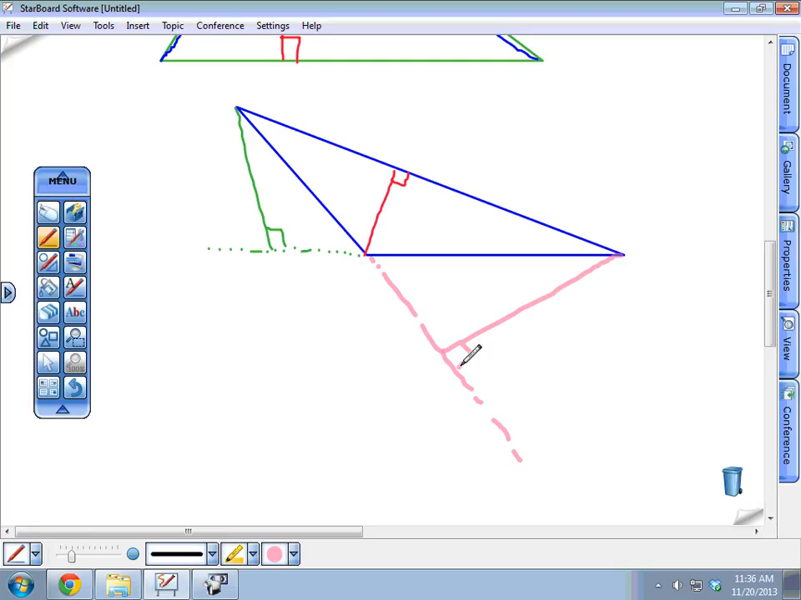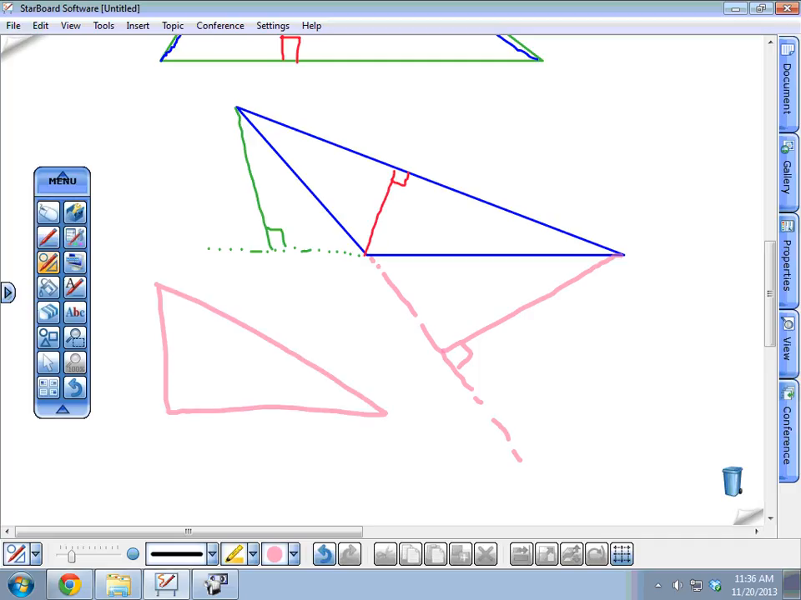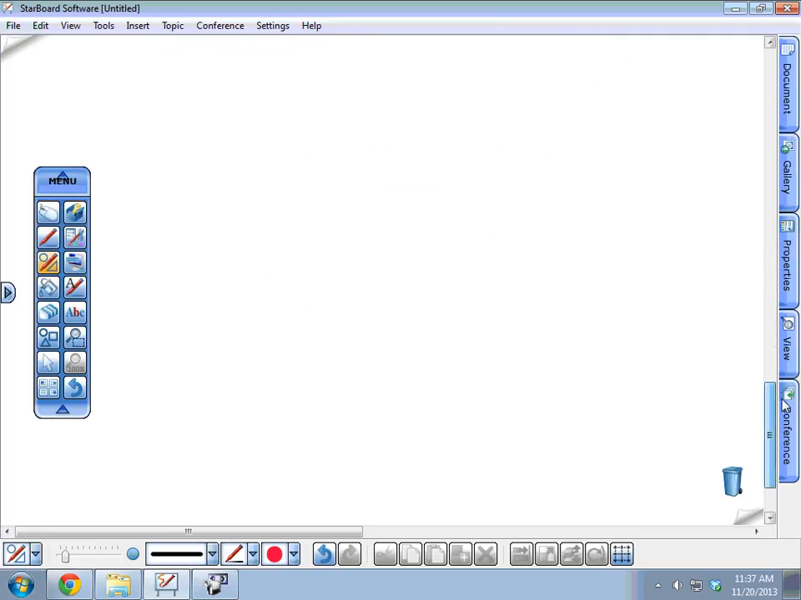All right. And an altitude could technically be a part of a triangle. So, for example, this is already a right triangle. So this side of the triangle is technically the altitude because you have a right triangle already. Okay? All right. That's altitude.